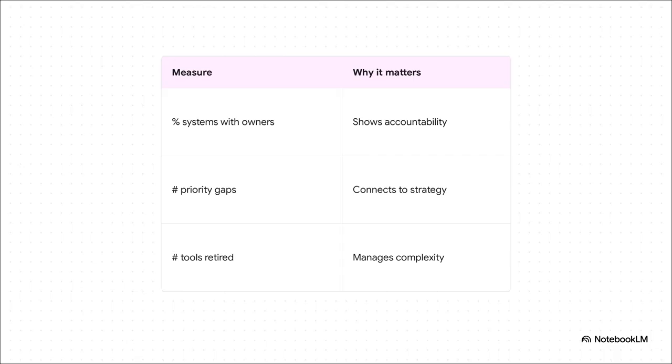You also need to track the number of priority gaps linked directly to your strategy. And crucially, you absolutely must measure the number of redundant or unsupported tools that you've reduced or retired. Misaligned technology has to be actively managed. You can't just ignore it and hope it goes away.